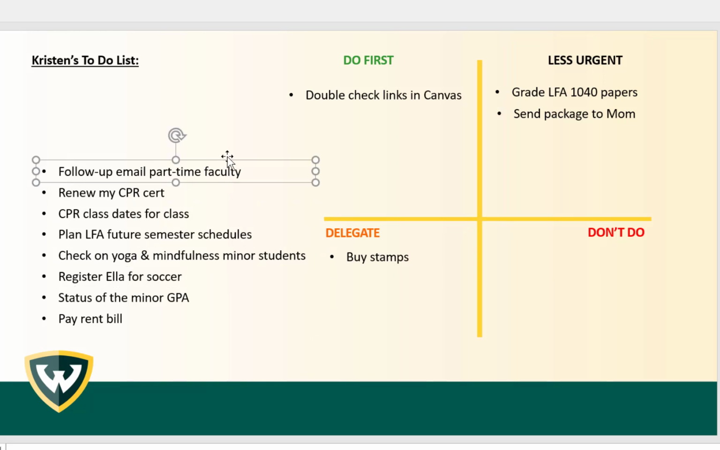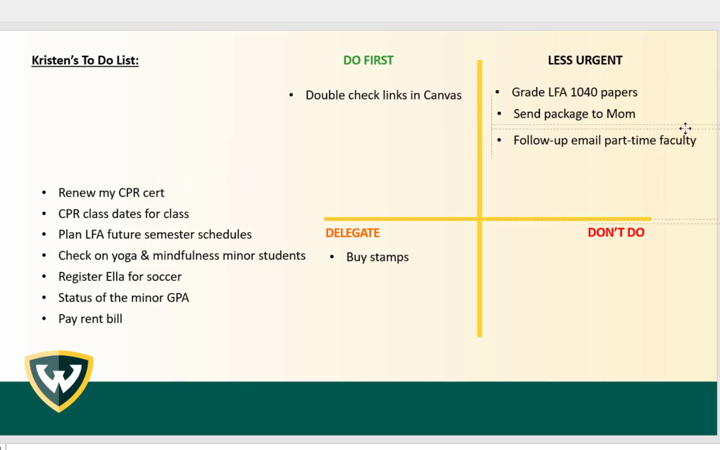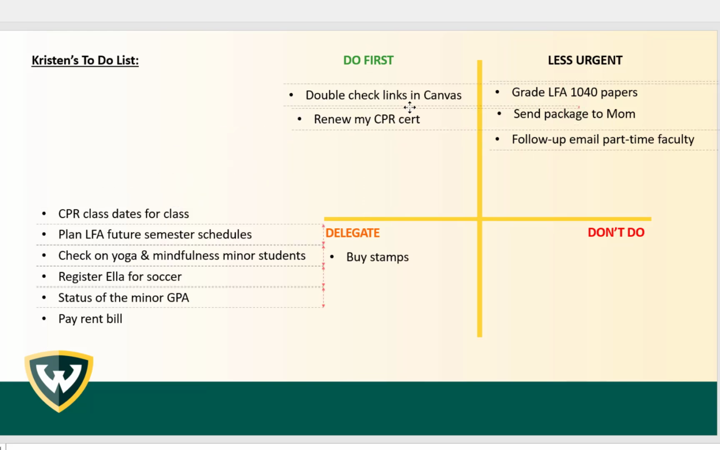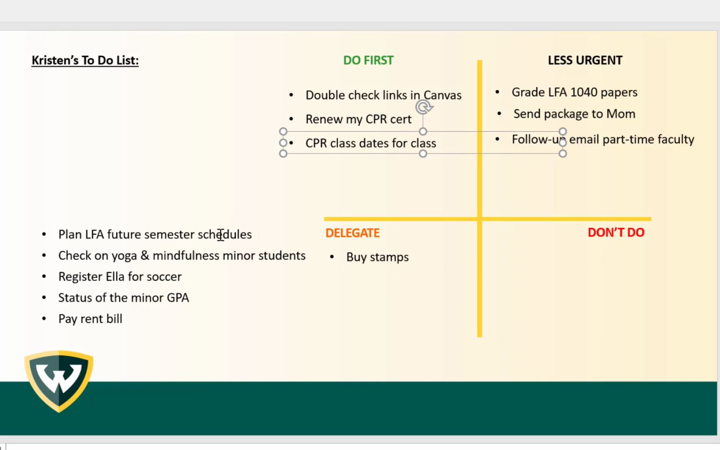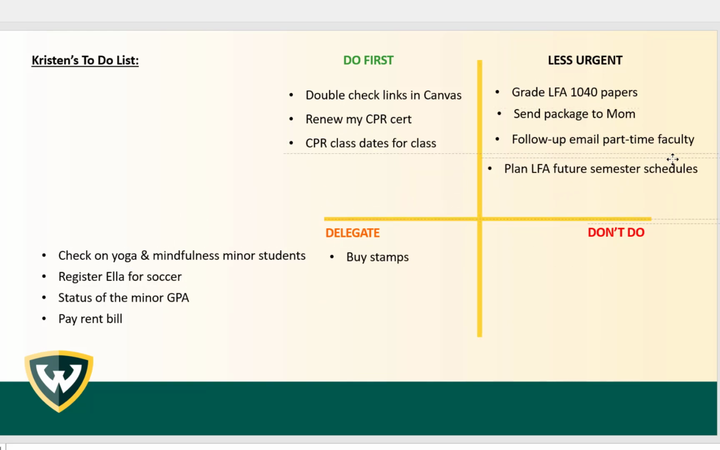Follow-up email to part-time faculty. Okay, so that email is not urgent stuff. I can do it later. Renew my CPR certification. Well, I need to be CPR certified, right? So CPR dates for class. So the class that I'm teaching, my students need that for this semester. Okay, plan for future semesters. It's less urgent, but it's still really, really important because I have to get that schedule done.